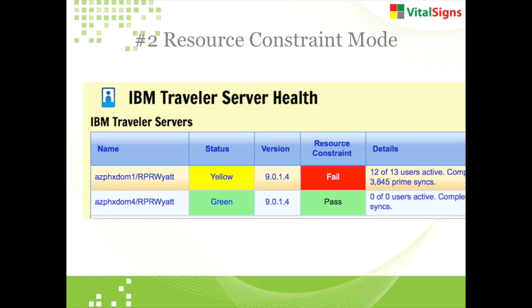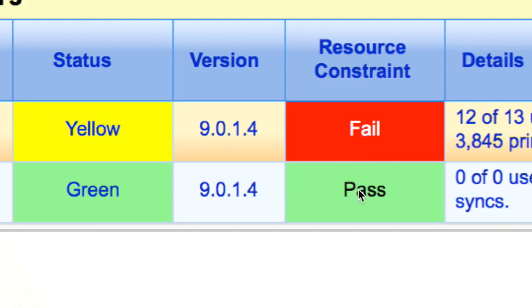The second one is whether the Traveler server is running in constraint mode or not. So we'll just send the command asking the server, are you in constraint mode or not? And if it isn't, that's a pass in our column. And if it is in constraint mode, that's a fail, and you get an alert about it. And then you can take a look at it and be proactive about it before it starts to make end users unhappy.